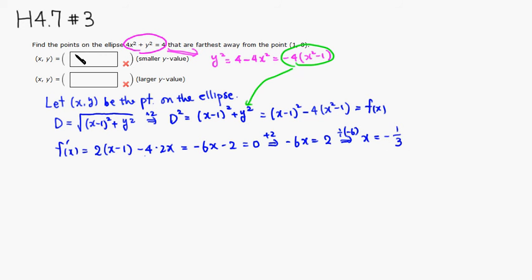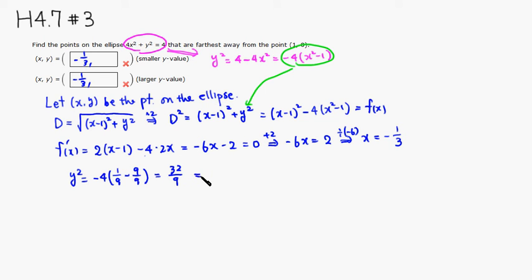So x is going to be negative 1/3. Then we just have to find the corresponding y value. y squared is equal to negative 4 times (negative 1/3 squared, which is 1 over 9, minus 1, which is 9 over 9), so this is negative 8 over 9 times negative 4. 4 times 8 is 32 over 9.